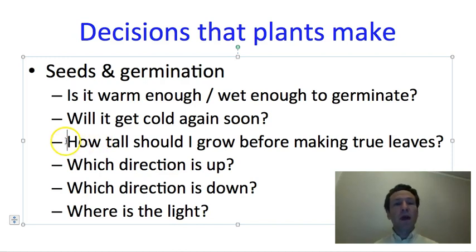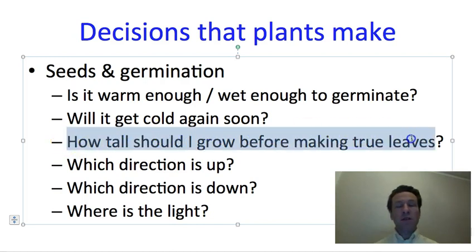For example, it needs to decide how tall should it grow before it starts to make true leaves. It can grow a very short distance, which saves resources and allows it perhaps to make larger leaves. Or it could grow a taller distance, it could grow higher, and this gets it closer to the light, which means it might have a better chance of photosynthesizing, but it could use up all of its energy reserves in doing so. So it needs to know something about the light quantity and quality to make this decision.